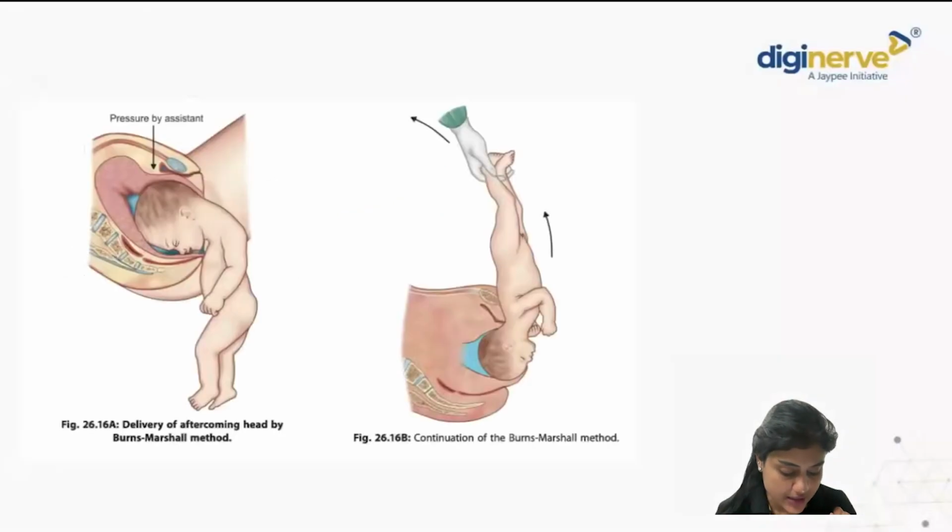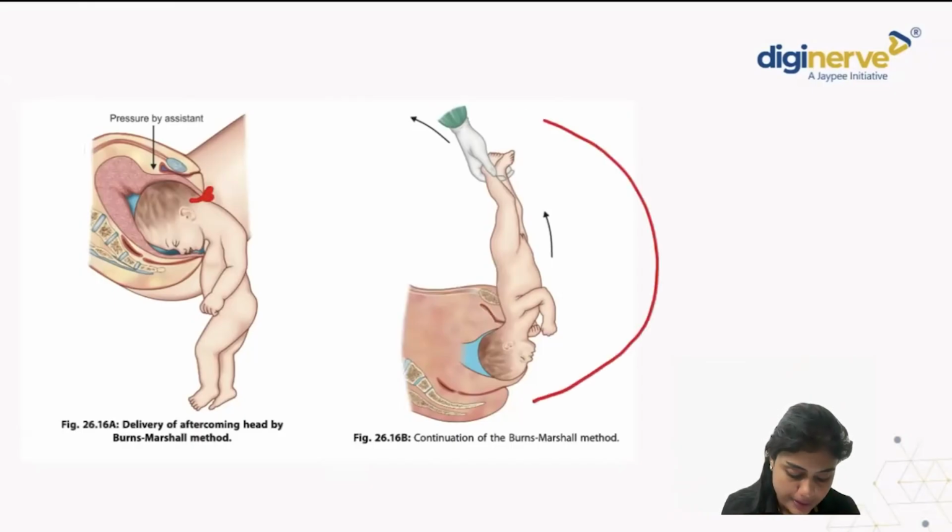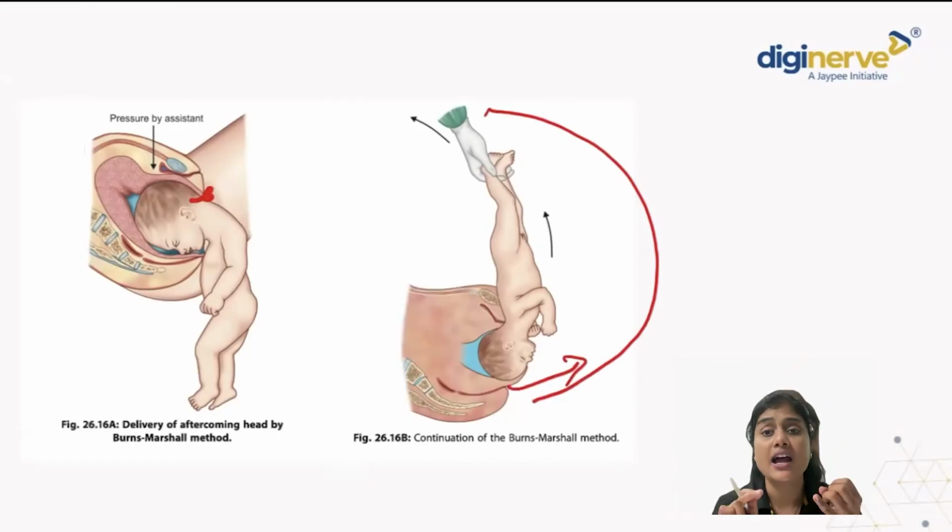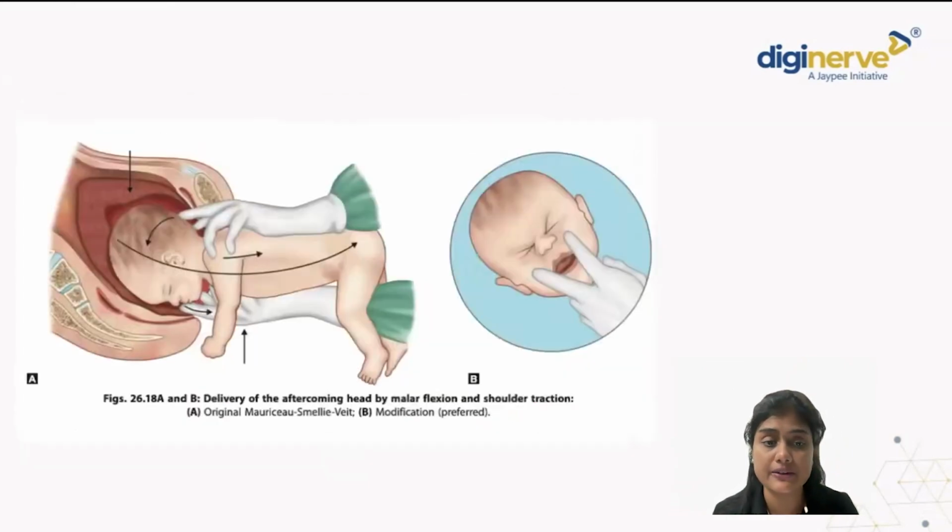So Burns-Marshall is like this. First, allow the baby to hang on its weight for some time. So it will help in maintaining flexion of the fetal head until you see the nape of the neck. Now, once you can see the nape of the neck, you will do a hyperabduction on the patient's body, just like how it is shown here. Hyperabduction you will do on the patient's body and then the head will slip out. Okay, this is your Burns-Marshall technique. Either they can describe it to you or give you a photo. Then your Mauriceau Smellie method.